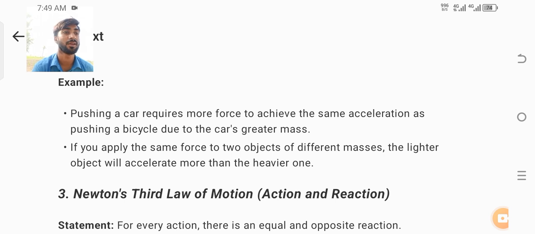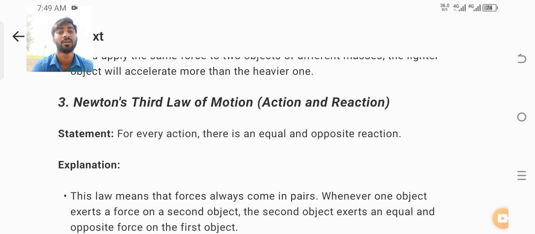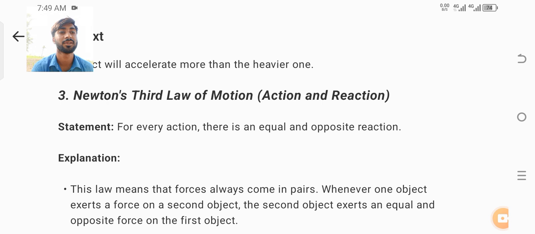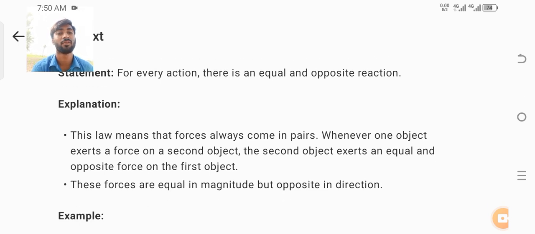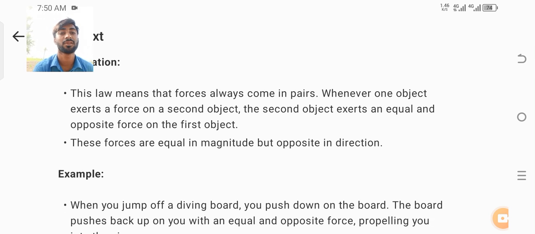And here is the last, the third law of motion: action and reaction. For every action, there is an equal and opposite reaction. Explanation: this law means that forces always come in pairs. Whenever one object exerts a force on a second object, the second object exerts an equal and opposite force on the first object. These forces are equal in magnitude but opposite in direction.